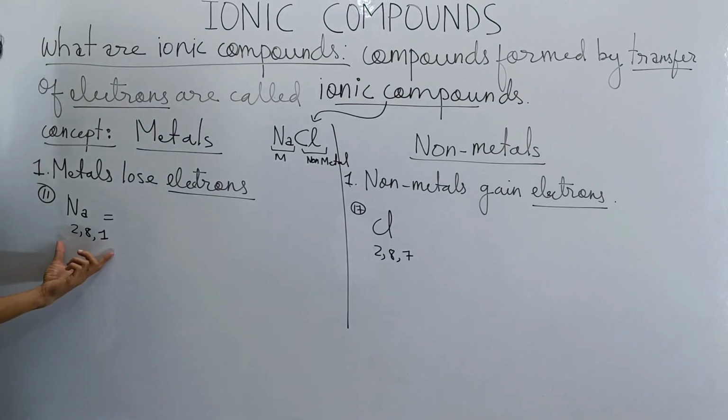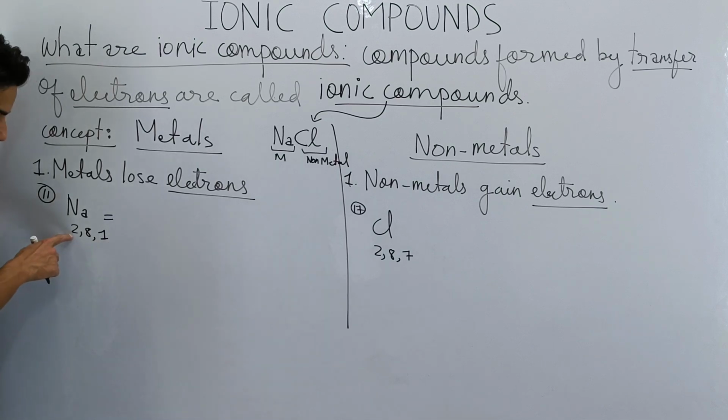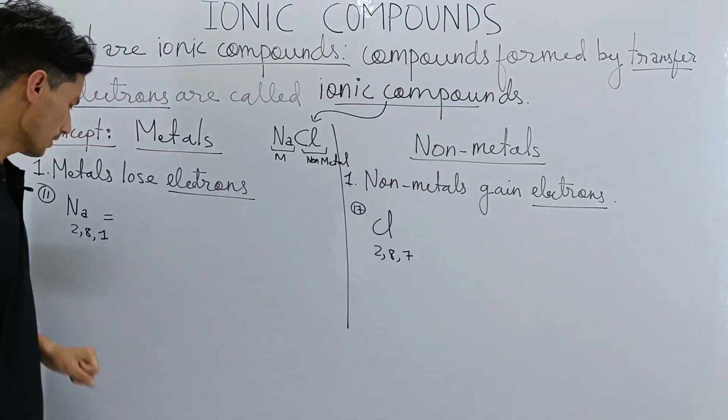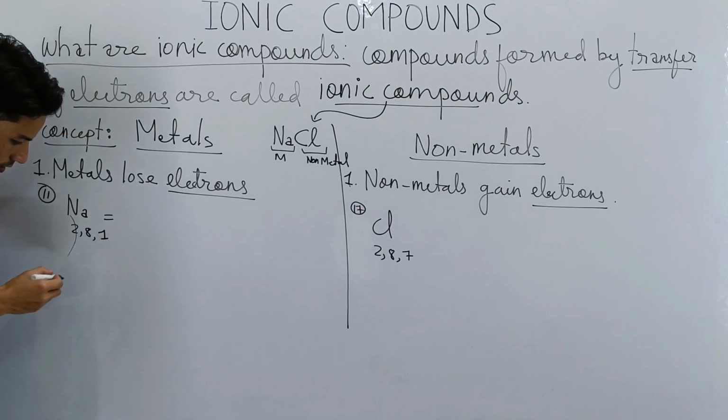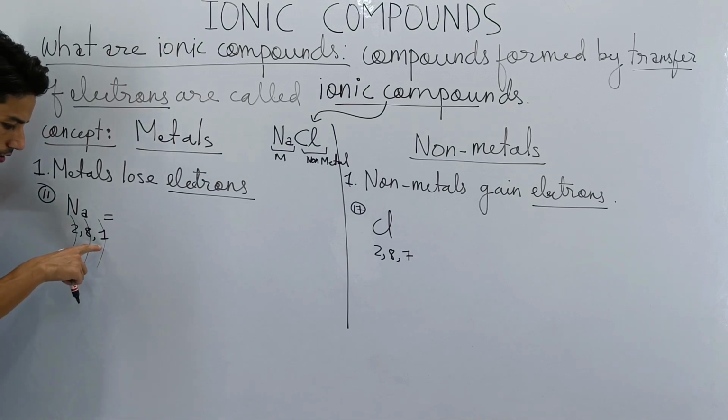So this is called the EC, electronic configuration. Here, this is the electron in the first shell, this is the electron in the second shell, and this is the electron in the third shell. Now, a very important point: this is the third shell, and the number of electrons in the third shell is 1 here.